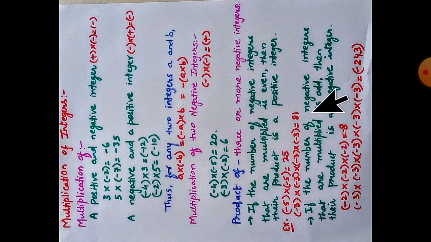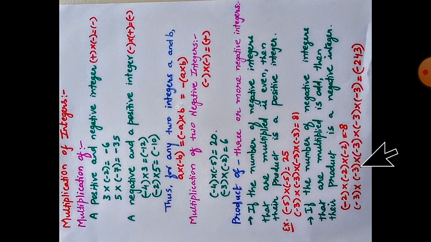If the number of negative integers that are multiplied is odd, then their product is a negative integer. Here, if the number of integers multiplied is odd, that is 3, 5, 7 or 11. Here 3 times minus 2 is multiplied. So minus 2 into minus 2 into minus 2, that will be minus 8. Minus minus becomes plus and plus minus becomes minus.